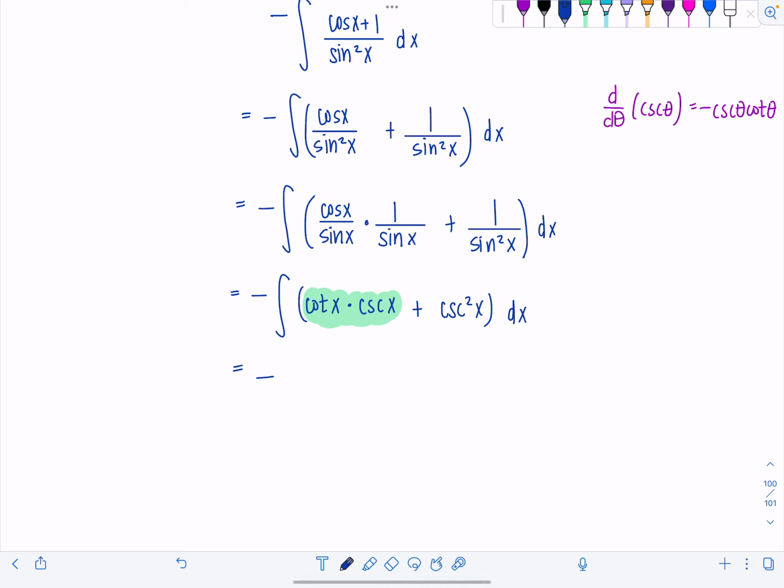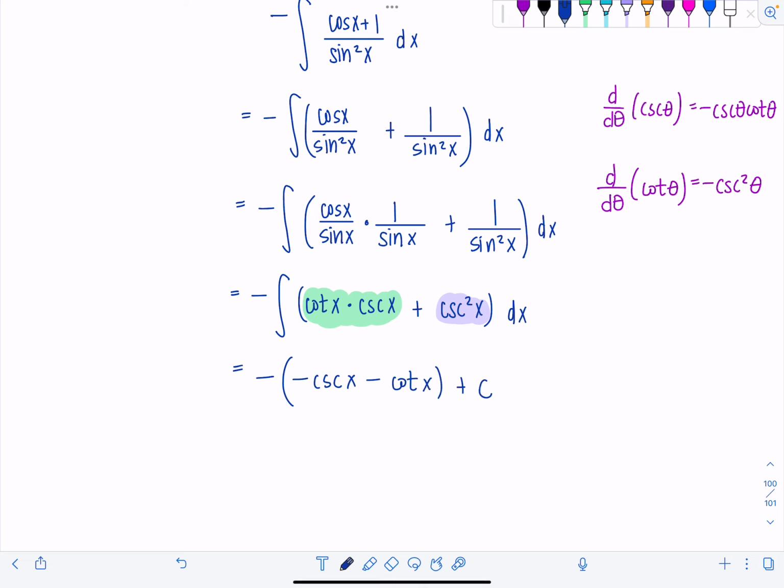So the antiderivative is going to be negative cosecant x. And then same thing, cosecant squared x. What's its antiderivative? Oh, it's okay if you forgot. I'll remind you right now. The derivative of cotangent theta is negative cosecant squared theta. So the minus sign's missing. No problem, I'll add it back in. The antiderivative is negative cotangent x plus c. Oh, those should be x's. I got too excited.